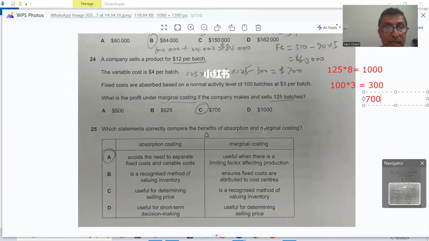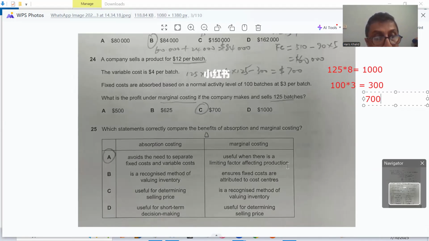Which statement correctly compares the benefits of absorption and marginal costing? Avoid the need to separate fixed cost and variable cost. Yes, absorption costing does not need to separate fixed and variable cost. We do it in marginal costing actually. Useful when there is a limiting factor affecting production. Yes, marginal costing is used when we want to go for optimum use of resources, right? When you have to accept an order below normal selling price, accept or reject decisions, make or buy decisions, we are normally using marginal costing.